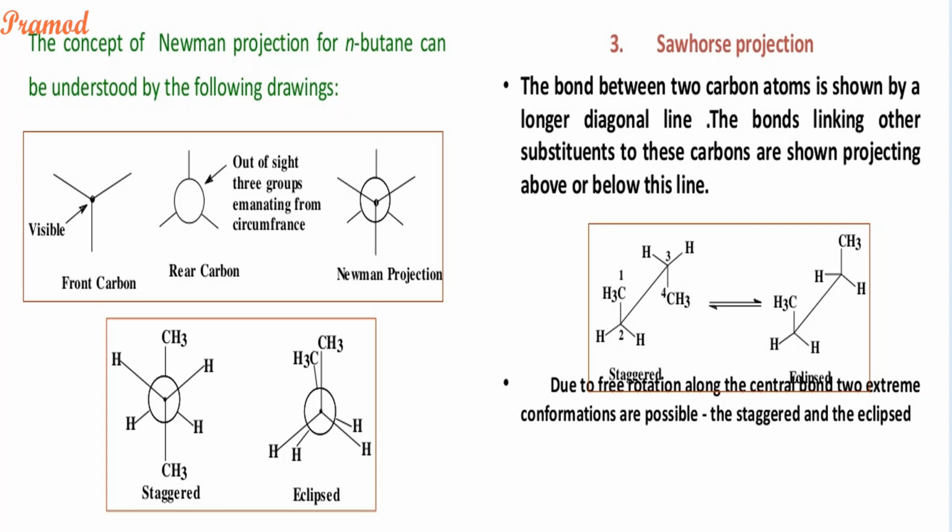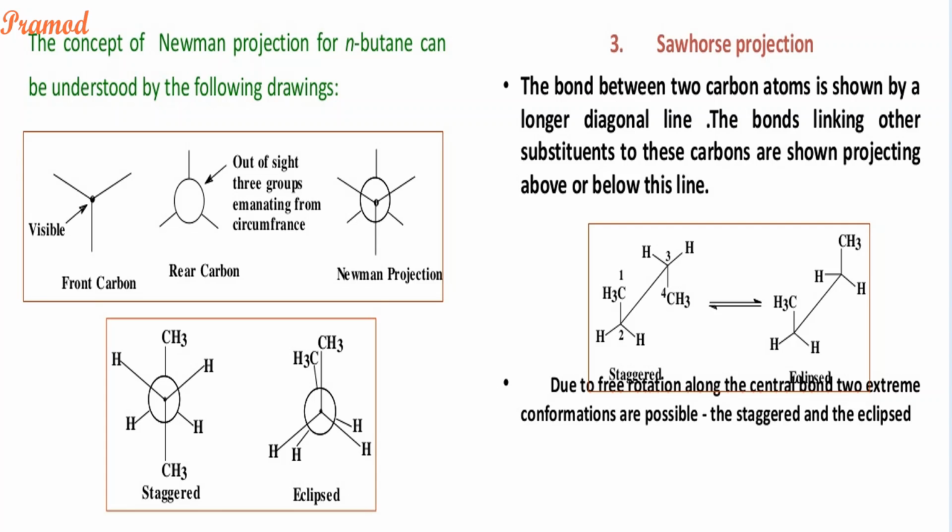Okay. Next is your Sawhorse projection. In this case you have a circle, but in Sawhorse projection, the bond between the two carbons is shown by a long diagonal line. You can take the example of n-butane, similar to what you have seen in your Newman's. So you have two carbons which are joined by a long diagonal line.